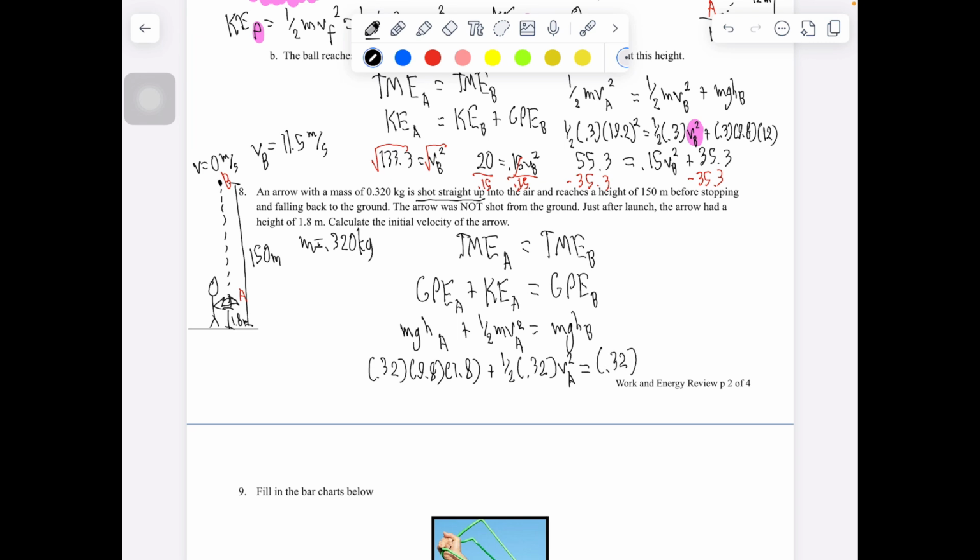Plug in our mass. Plug in our 9.8. Plug in our height. This is our maximum height now. So that is 150. This time. Again, we just have to solve this just like we did before, but let's go ahead and show that with our calculator.